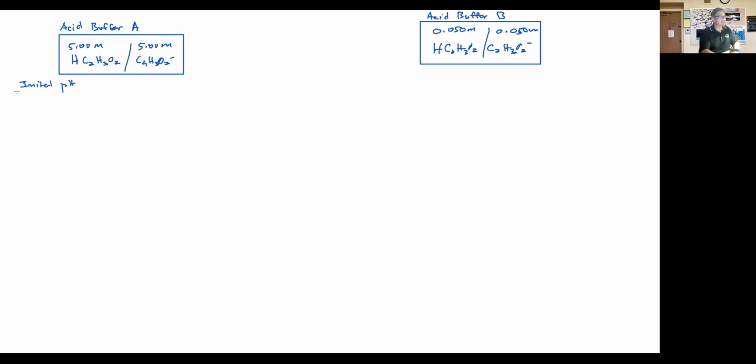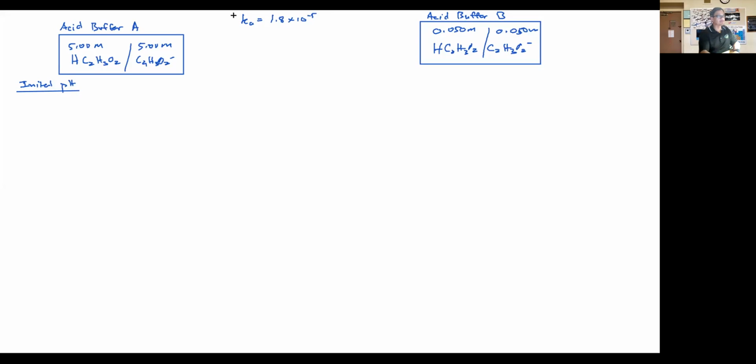So for the initial pH, we're going to use the Henderson-Hasselbalch equation. Let's go ahead and write this down: the Ka. We use the same Ka for both of these. It's going to be 1.8 times 10 to the minus 5. That's the Ka for both of these solutions. They're both acetic acid, so that's the Ka we're going to be using right there.